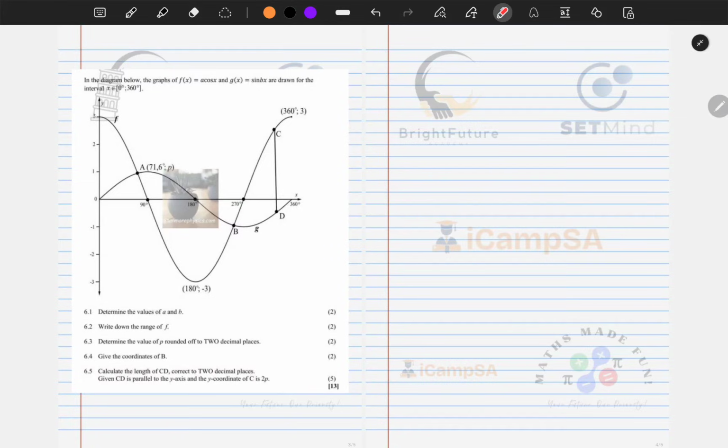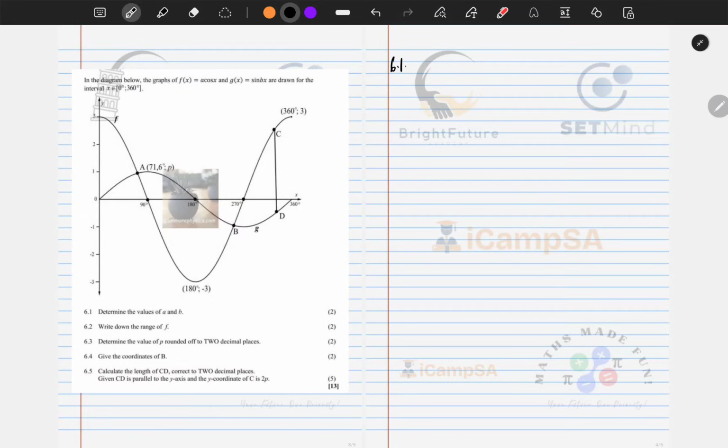We are being told that in the diagram below, the graph of f(x) = a cos x and g(x) = sin bx are drawn for the interval 0 to 360. So it starts from 0 to 360, and you have your g(x), which is this one, and then you have your f(x), which is this one. In 6.1, we are being told that we need to determine the values of a and b. So I'm just going to say 6.1.